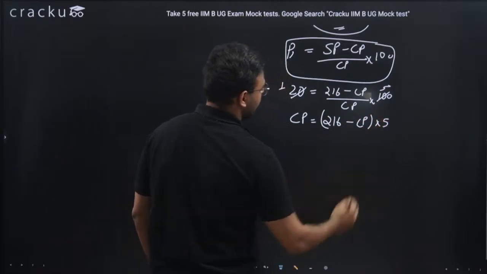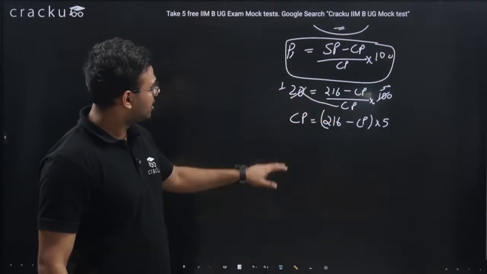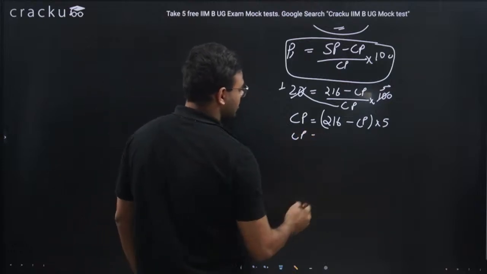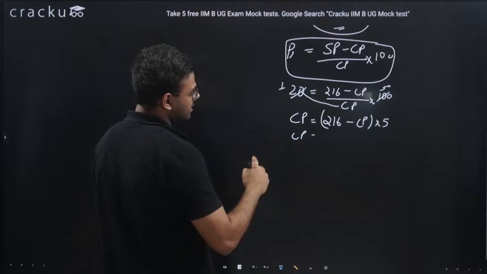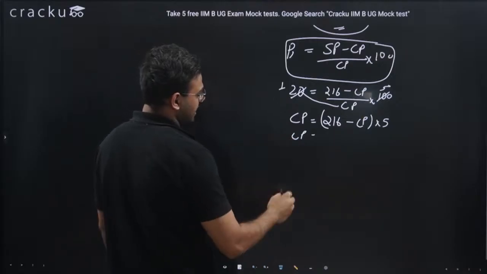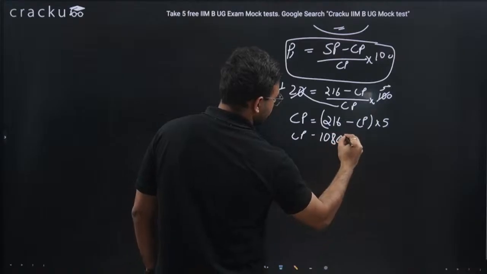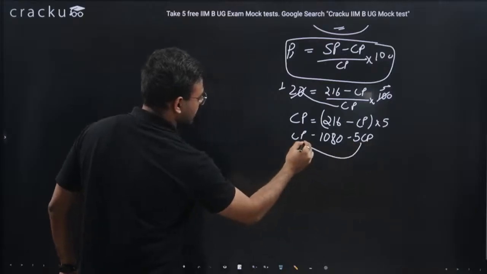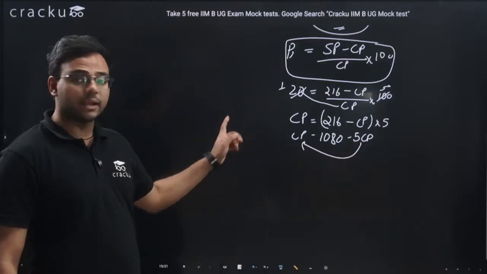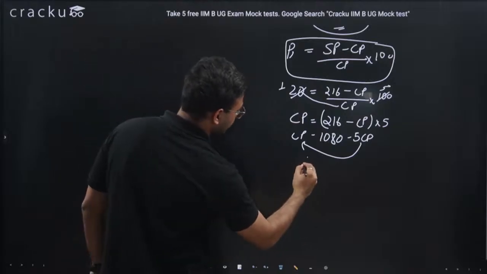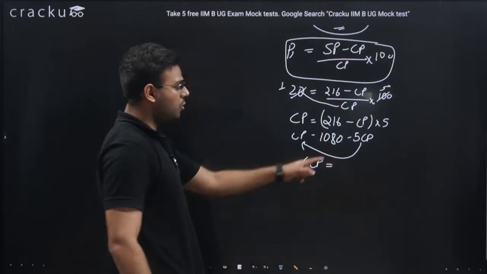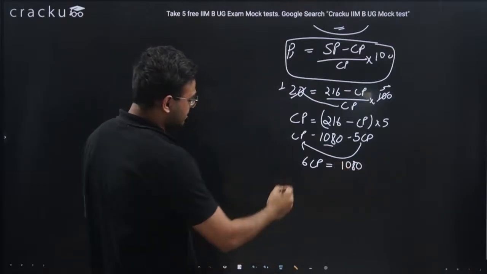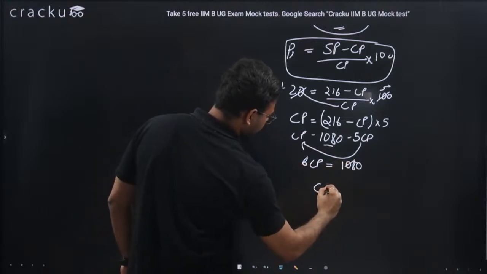If I take the CP to this side, CP is equal to 216 into 5, which is 1080, minus 5 CP. Again, this minus 5 CP I'll take to the left hand side, so it becomes plus 5 CP. So 6 CP is equal to 1080. Dividing 1080 by 6, CP comes out as 180.